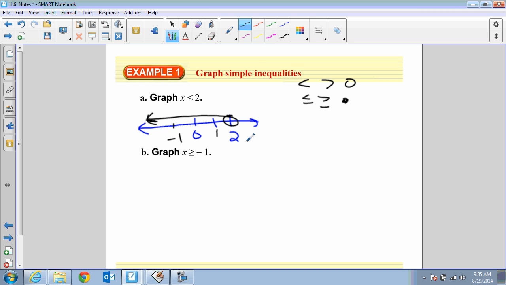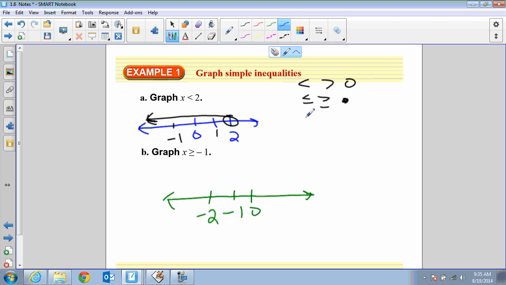Okay, here's another way to think about it. x is greater than or equal to -1. Make a number line. We got 0, we got -1, we got -2. Just put a few on there.